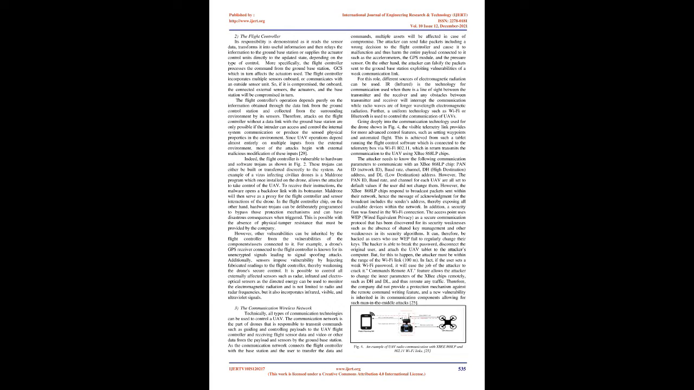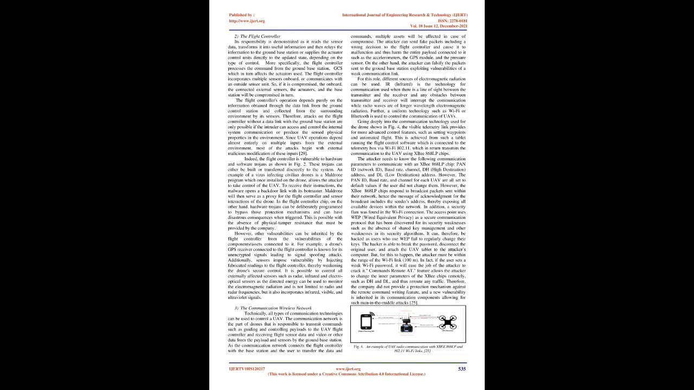These trojans can either be built or transferred discretely to the system. An example of a virus infecting civilian drones is a maldrone program, which once installed on the drone, allows the attacker to take control of the UAV. To receive their instructions, the malware opens a backdoor link with its bot master. Maldrone will then serve as a proxy for the flight controller and sensor interactions of the drone.